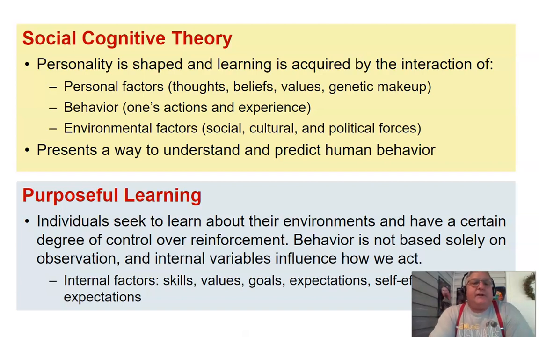Social cognitive theory: personality is shaped and learning is acquired by the interaction of personal factors, such as thoughts, beliefs, values, and genetic makeup; one's behaviors, actions, and experience; and environmental factors, or social, cultural, and political forces. Social cognitive theory presents a way to understand and predict human behavior.